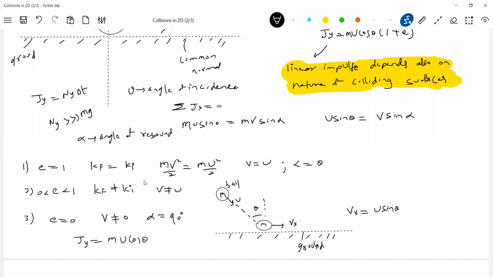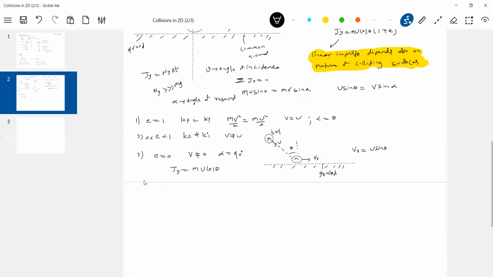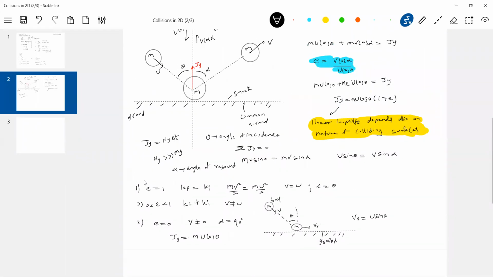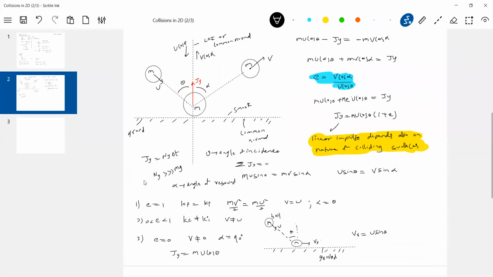Okay, agree with this? So this is about two-dimensional collision. When a ball is incident at an angle theta with the vertical and collides elastically, inelastically or perfectly inelastically, all these are the sequences that will take place. So it's all about writing the impulse momentum equation. Are you getting this first set of equations? They are very important.